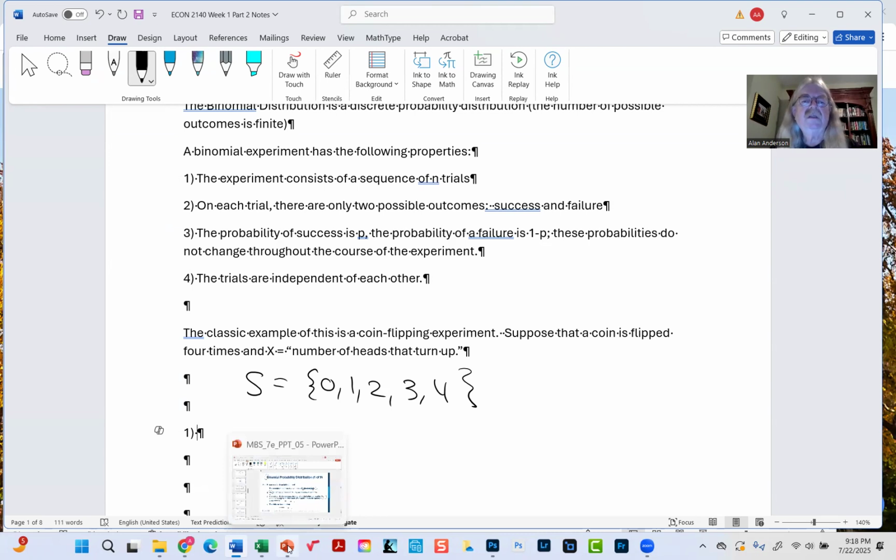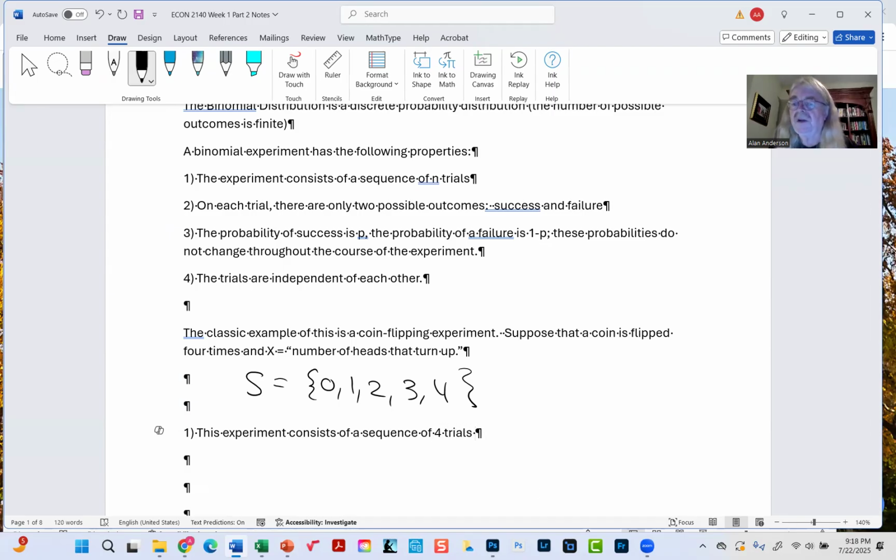So number 1, this experiment consists of a sequence of 4 trials. In other words, each flip is a trial.